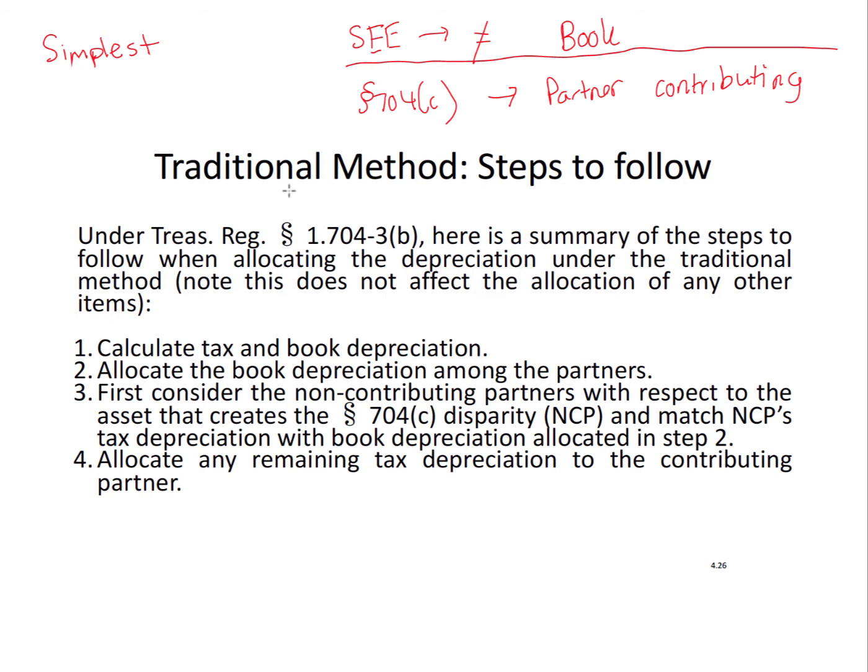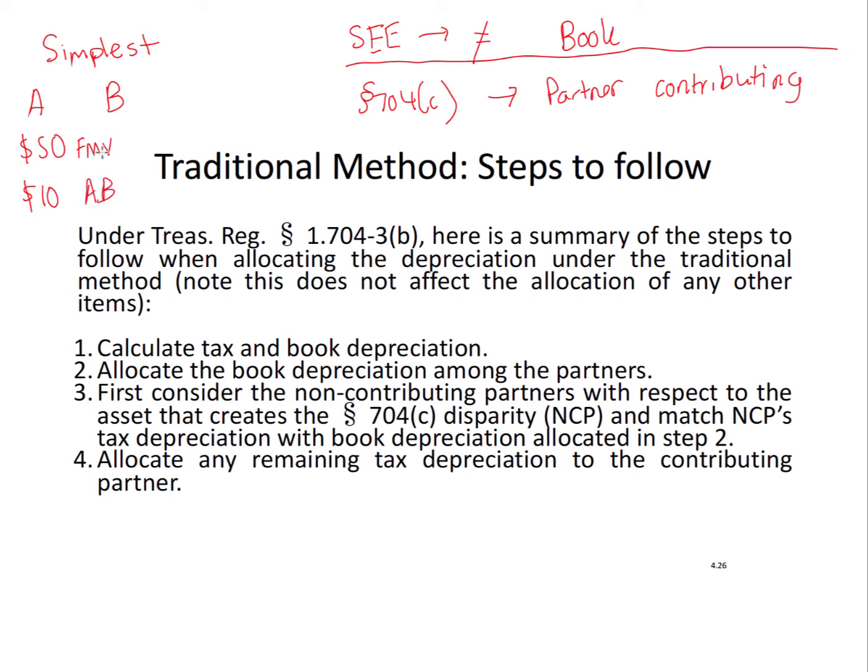So let's say that in our example, we have two partners, A and B. A is going to contribute property with a value of $50. So this is depreciable property. Doesn't matter what it is. Let's just say it's equipment. $50 fair market value. And the adjusted basis will be $10.